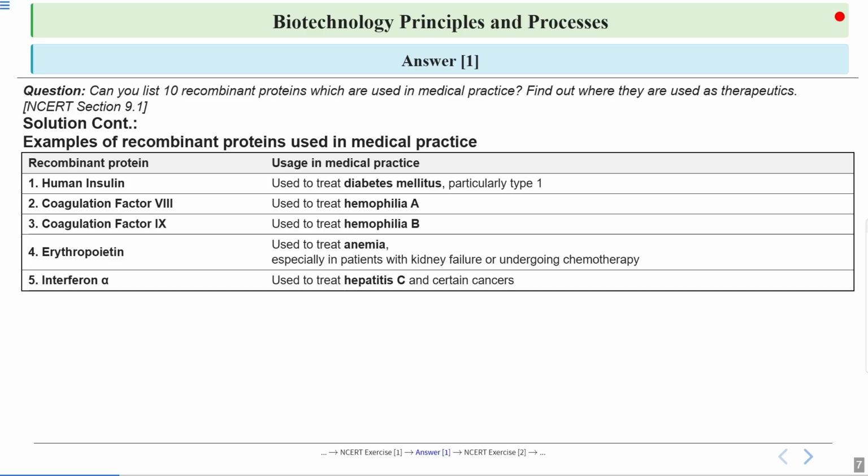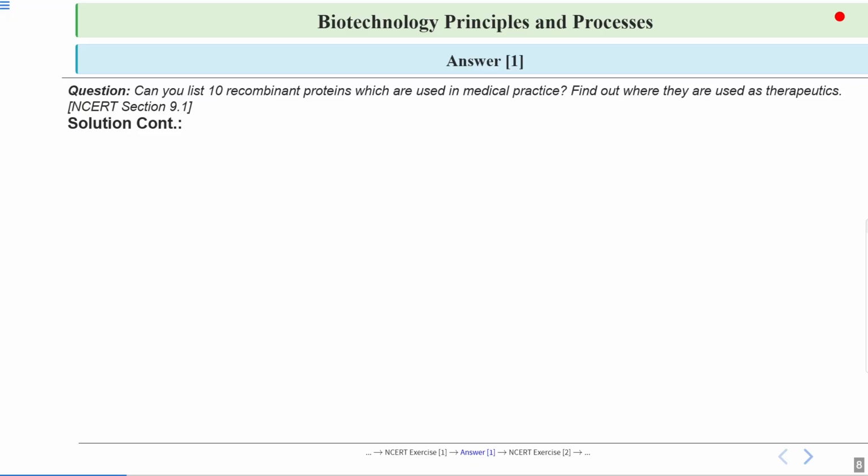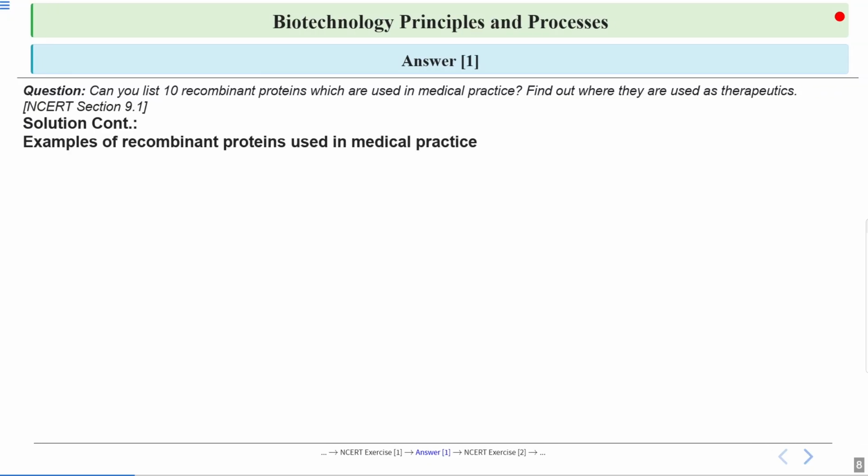Now, the fifth one is interferon alpha, used to treat hepatitis C and certain cancers. In the question, it is asked about 10 recombinant proteins. Here we have seen the first 5. Let us see the next 5.